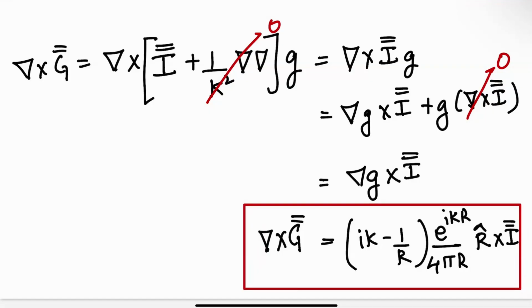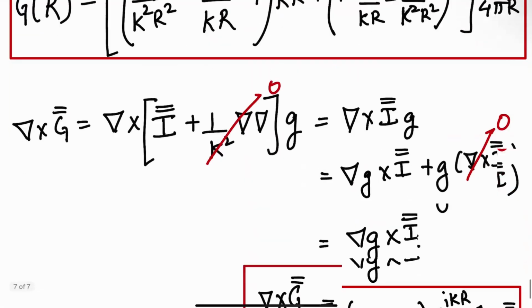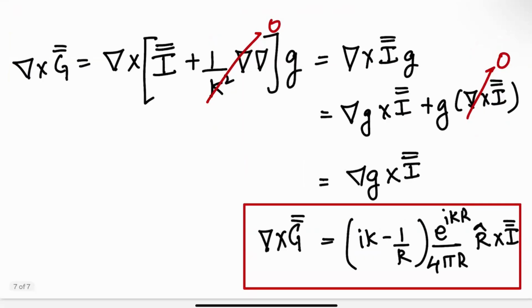Okay, so we've calculated explicit forms for the dyadic Green's function and its curl. So now we can put them back into the expressions for E and H and write the explicit forms of electric and magnetic field directly in terms of the currents. This is very nice because this is everywhere in free space. It's not a far field expression.